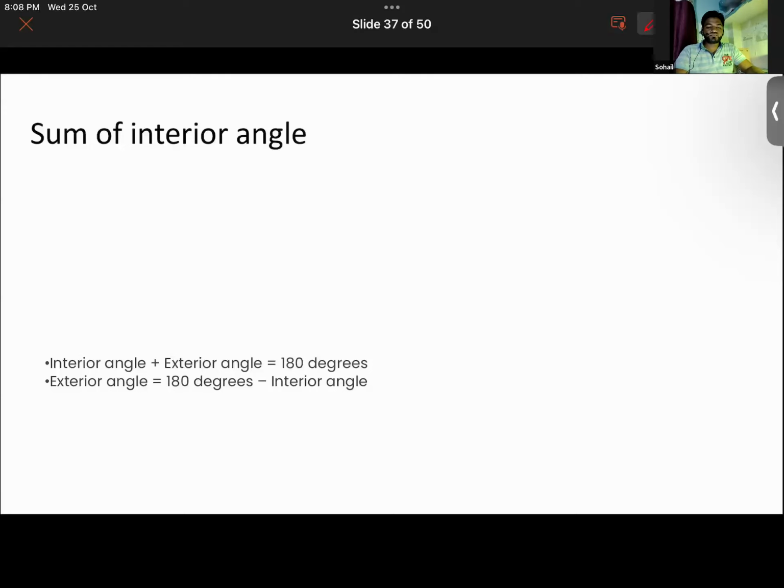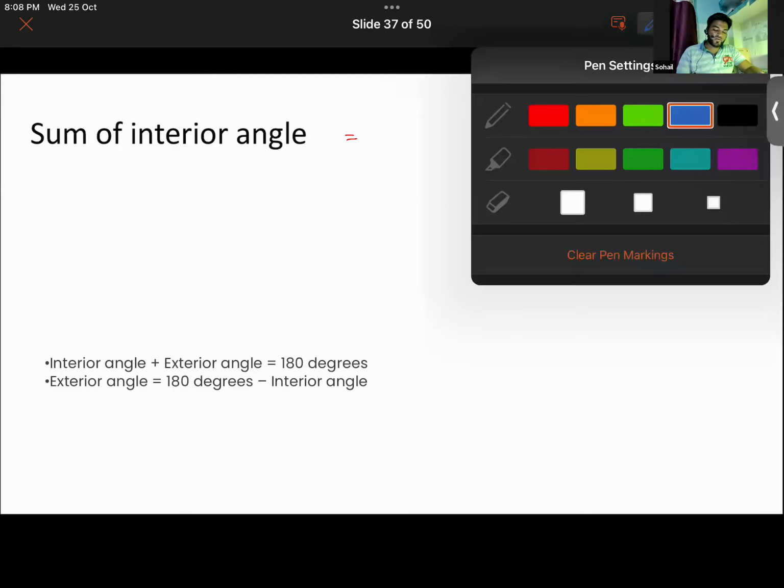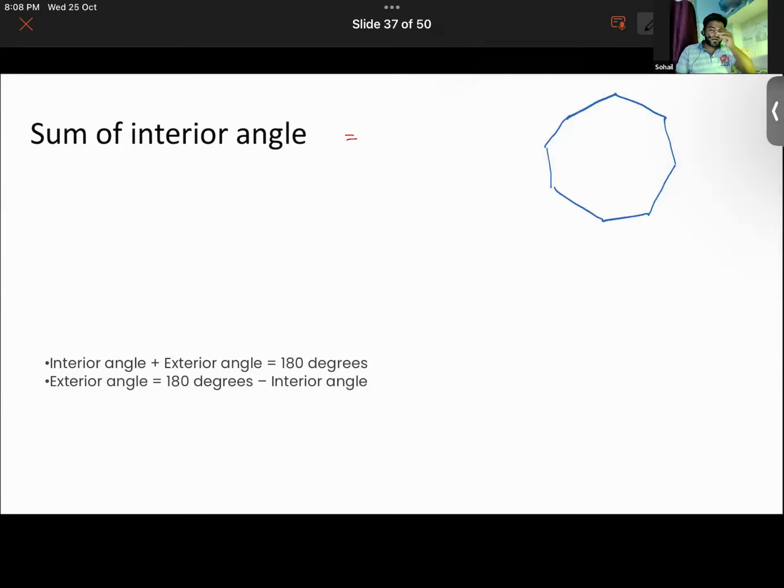So sum of all angles. Sum of interior angles is simply sum of all the angles, right? But if I have a figure like this, will you be adding the individual angles then? Kya aap har ek individual angles ko add karna shuru karenge? Then we can multiply the sides with the angle.